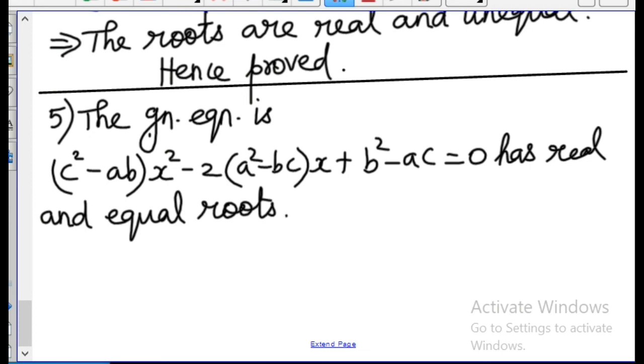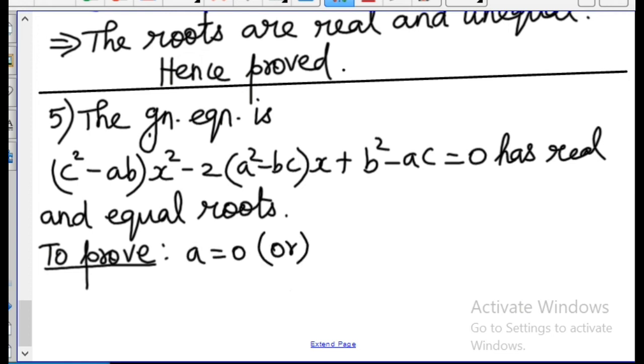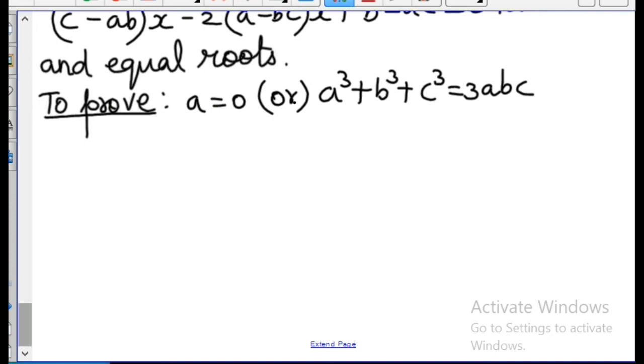It is given in the condition to prove two conditions they are giving: a equal to 0 or a cube plus b cube plus c cube equal to 3abc. So these are the conditions we have to prove. So we find the proof.